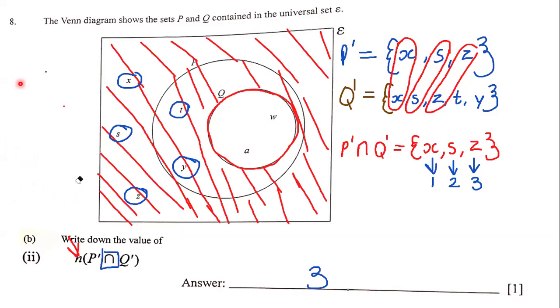So the answer here is going to be what? The number of elements in P complement intersect Q complement is going to be, what's the answer? 3. All right, should I explain this again, or do y'all understand how I got this? I understand. All right. Are there any questions? Anyone have any questions?